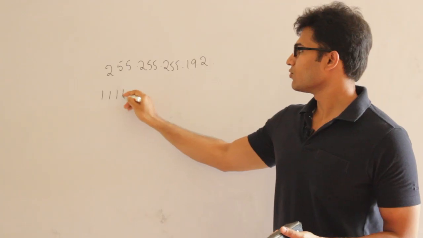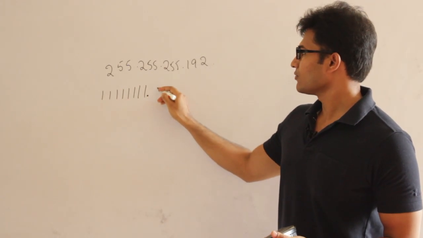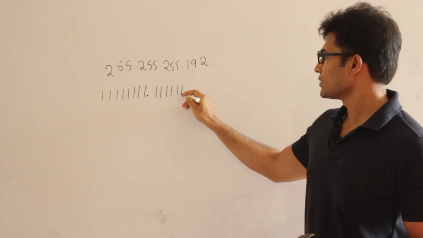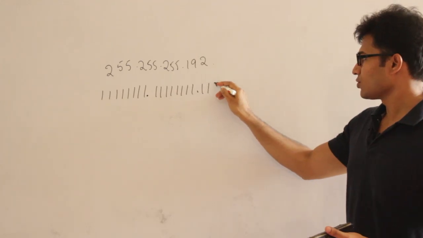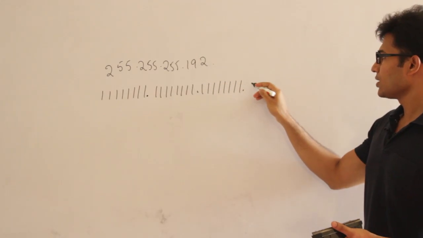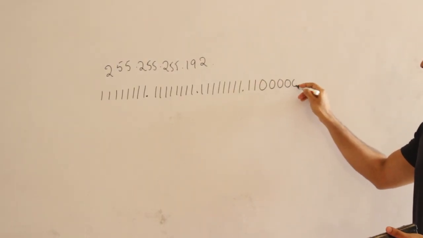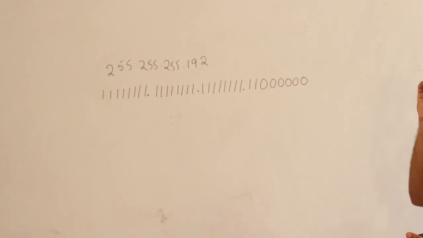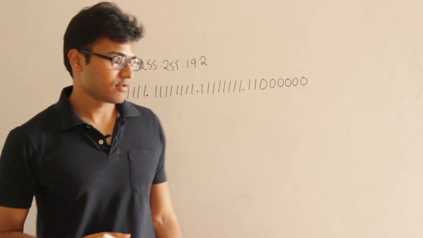1 2 3 4 5 6 7 8 for this one, and again 1 2 3 4 5 6 7 8 for the second one, and again for the third one 1 2 3 4 5 6 7 8, right? And for 192 it is 1 1 followed by 1 2 3 4 5 6. Yes, so this is the subnet mask in binary, right? Now what can you understand from it?